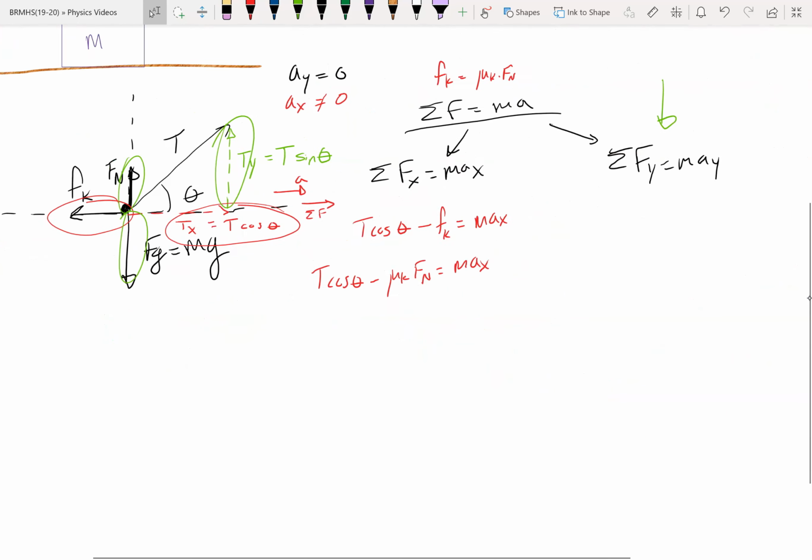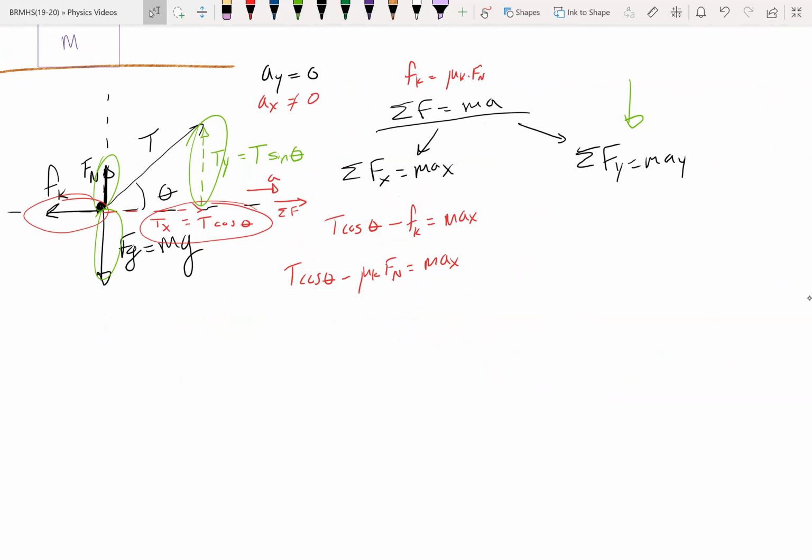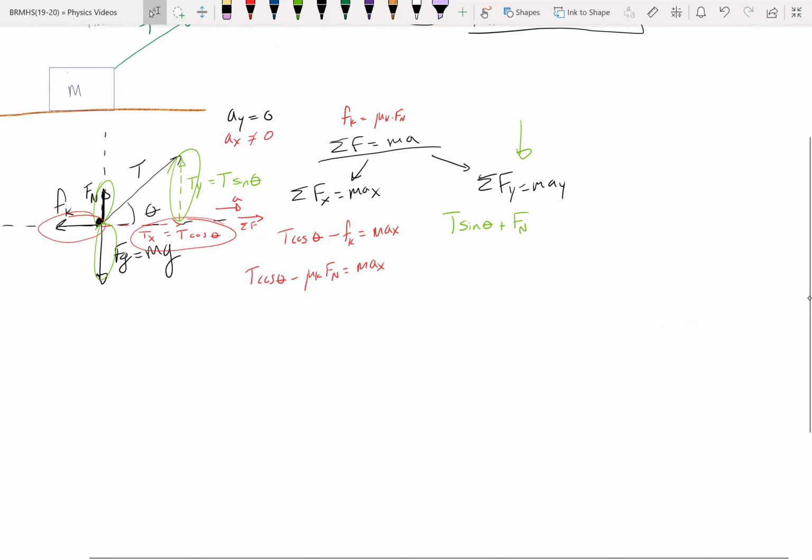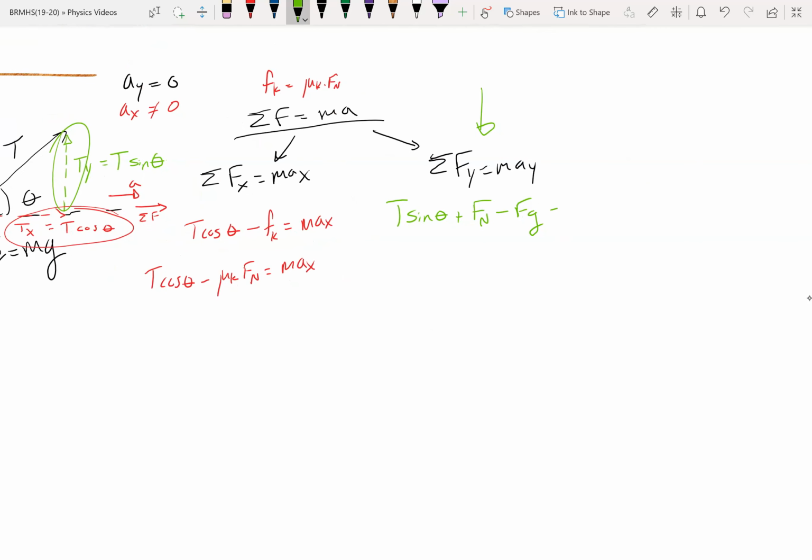Now, in this case, I know that acceleration is going to be 0, but I'll write everything out. Let's just call up the positive direction. T sine theta, that's positive, because it's pointing up. Plus, normal force is also positive. It's helping T sine theta out. They're both in the same direction. Opposing them is what? Fg. So it's opposite direction. I write minus Fg, equals mass times acceleration in the y.